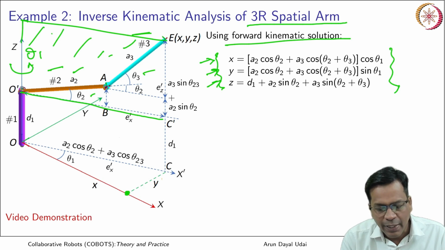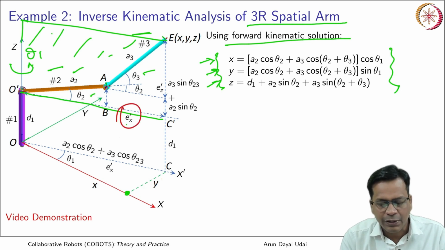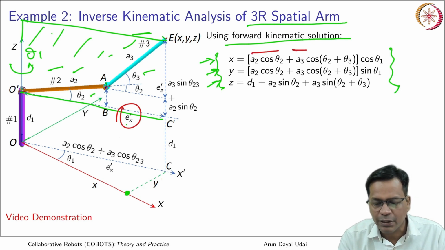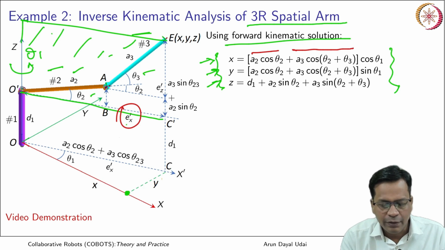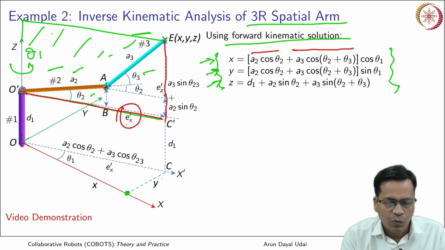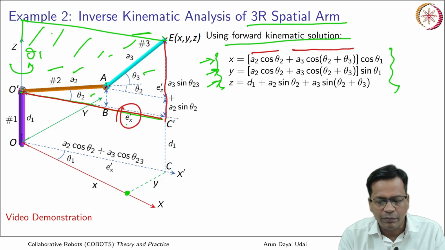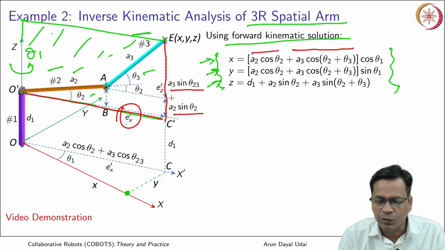So, Ex dash is here. Ex dash is equal to A2 cosine theta 2 plus A3 cosine of theta 2 plus theta 3, and that is Ex dash. And similarly, Ez dash over here, instead of y along the vertical axis you have z. So, Ez dash is equal to A2 sin theta 2 plus A3 sin of theta 2 plus theta 3. Okay. So, you got Ex dash and Ez dash.